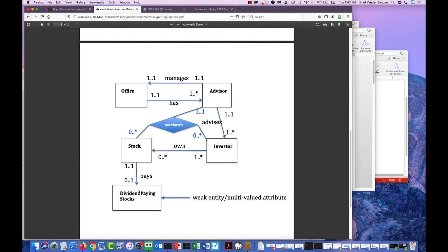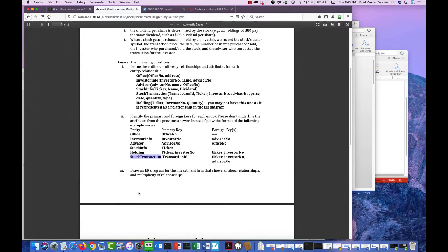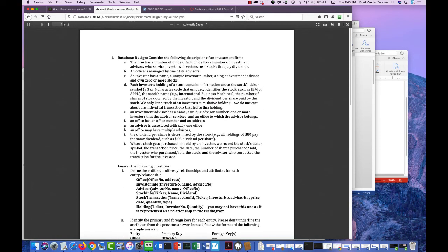Did I miss something? I think I missed a relationship. Did I miss a relationship? Advisor. Maybe. I missed something. An office is managed by one of its advisors. So I messed up in my solution. I missed this one.